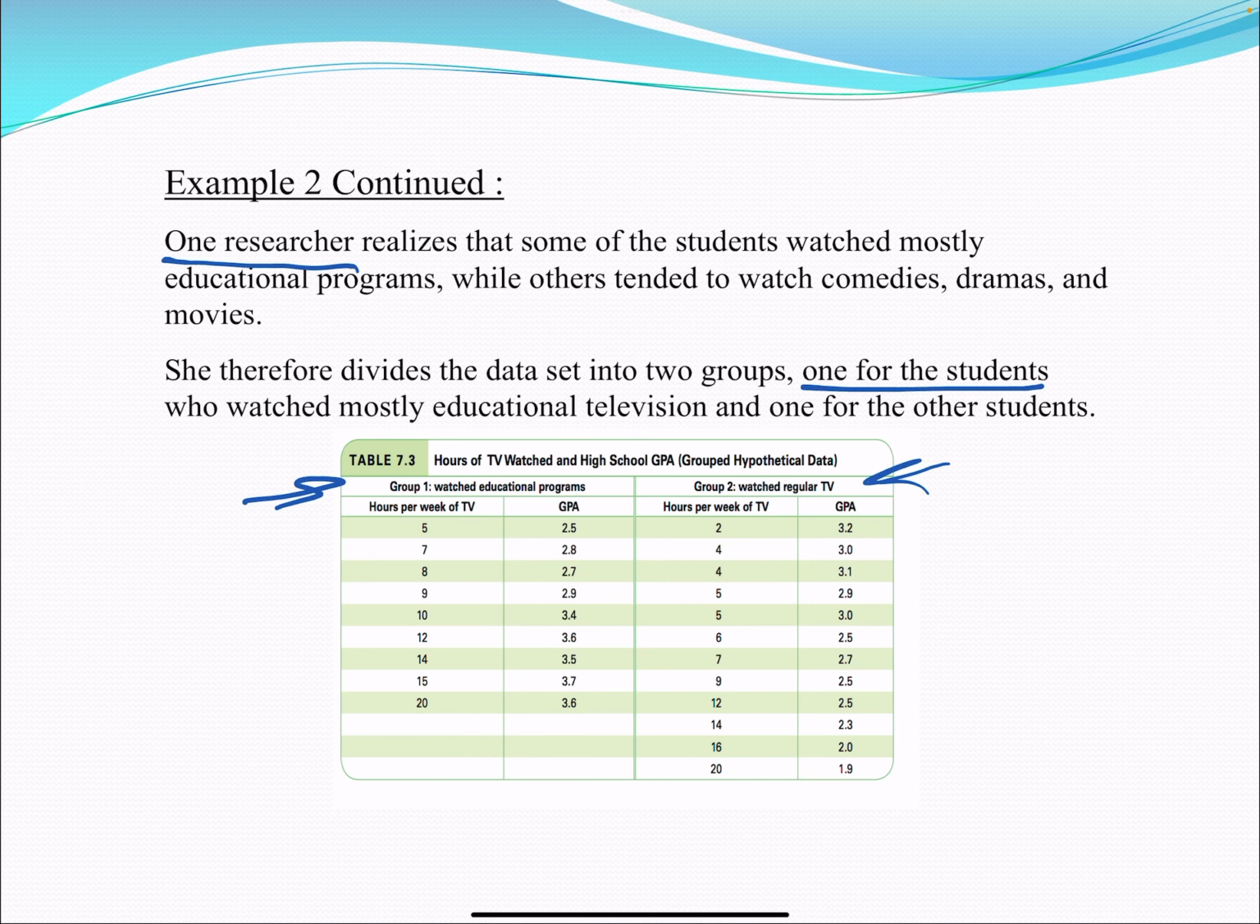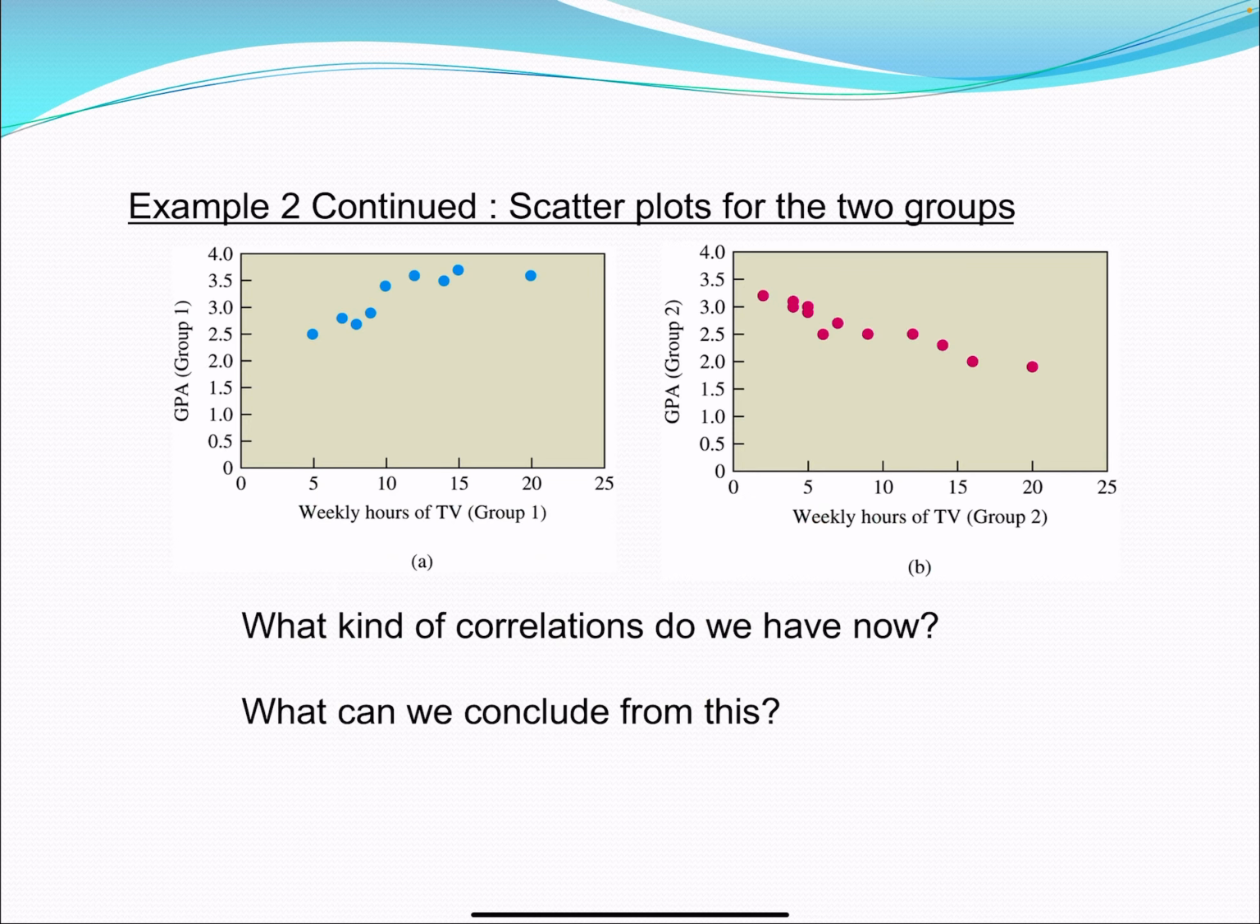Let me show you what these scatter plots look like once we divide up this data. Boom. We've got different types of correlations. Before, it looked like there was no correlation. Now group one is the nerdy TV folks, and this is the regular TV folks. We've got a positive correlation for students who watched educational TV, so it had a positive effect on their GPA. And for students who watched non-educational TV, it had a negative effect on their GPA. You've really got to look at how data is grouped because it can affect your correlation.